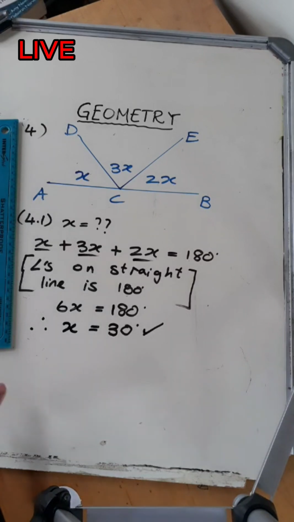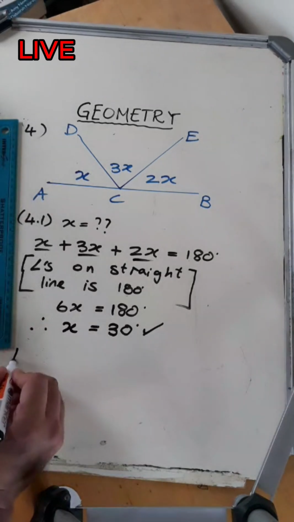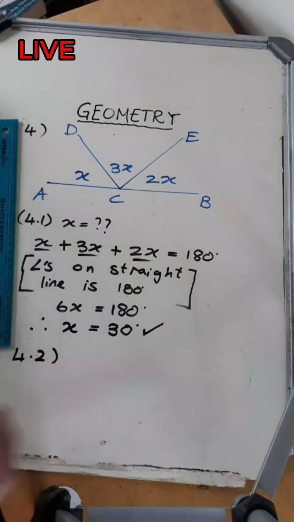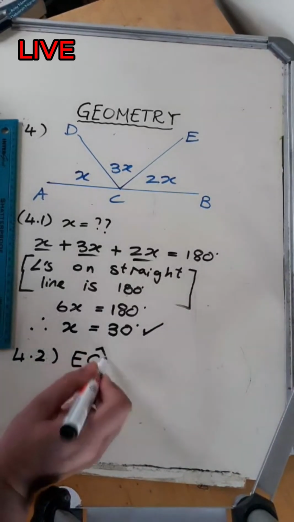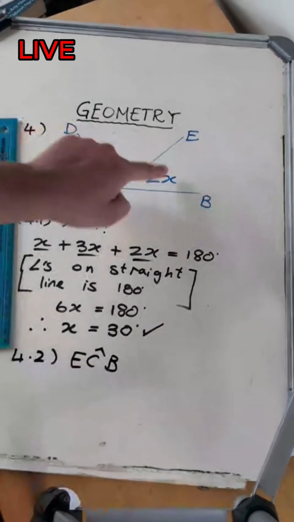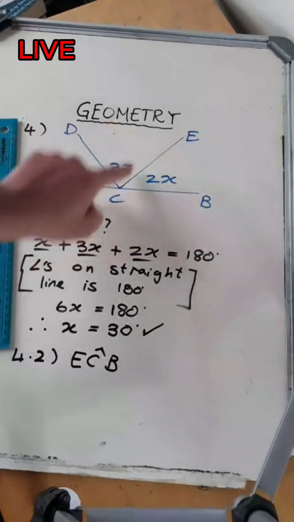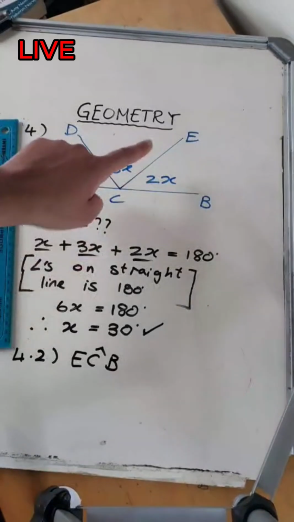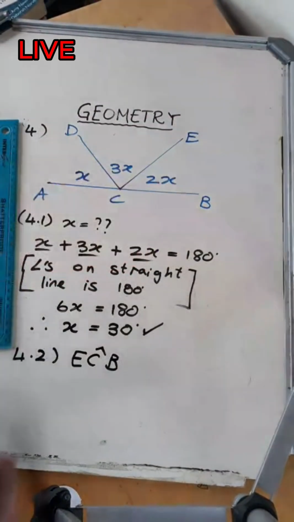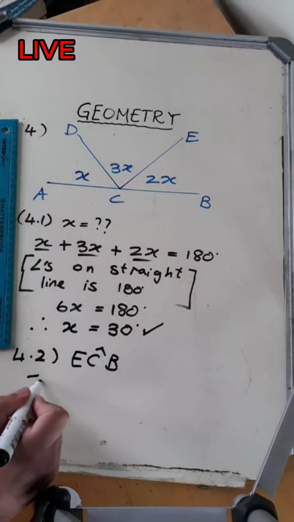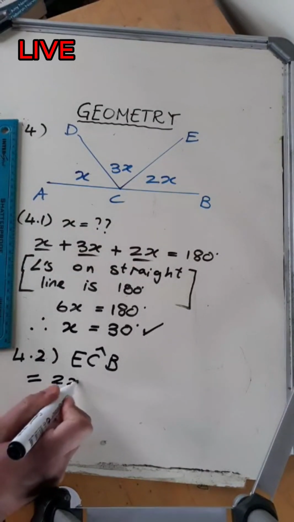The next question asks us to determine the value of angle CB. So let me write it down here. They ask us in this question, what is the value of angle CBP? In other words, this angle here, what is the value of that angle? So what do we know about ECB? It is given as 2x. So ECB is equal to 2x.